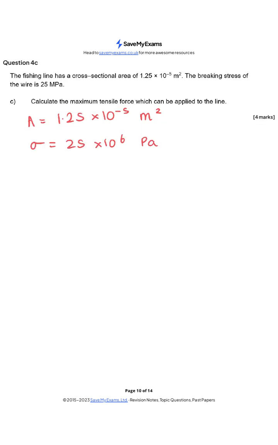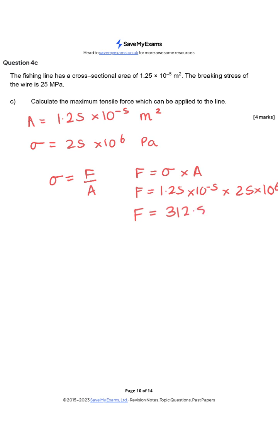Question 4c, we've got an area of our fishing line and the breaking stress is 25 megapascals. Calculate the maximum force. So our equation for stress is force divided by area, and we're going to rearrange that to get the force. So we're going to do our stress times our area. So we're going to do 1.25 times 10 to the negative 5 times 25 times 10 to the 6, and that should give us a final maximum tensile force of 312.5 newtons, or 310 newtons to two significant figures.